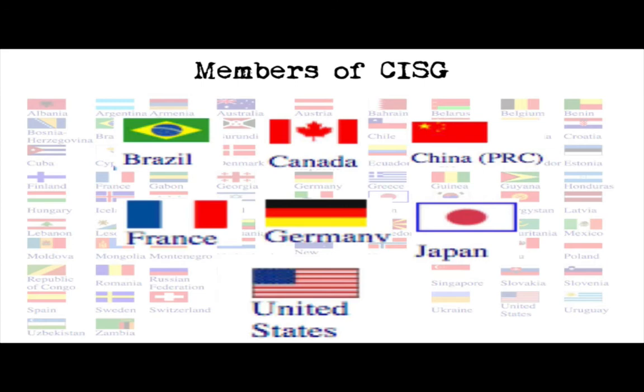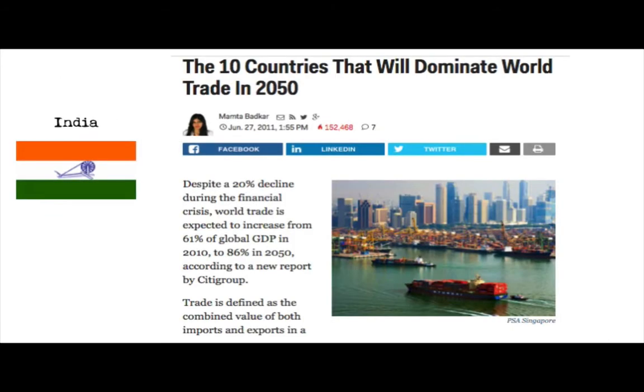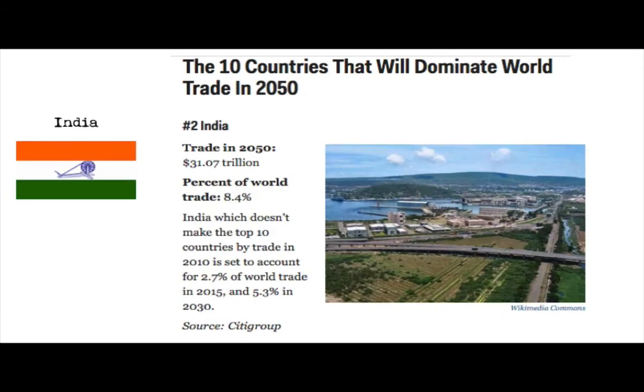But still, there are some significant players in the international trade market that have yet to adopt the CISG, including the United Kingdom, the 5th largest exporter in the world, and India. Now, India is currently the 19th largest exporter in the world, but is projected to be, by 2050, the 2nd largest exporter with a projected 8.4% of all global trade. So those are some big countries that aren't members of the agreement. And the pressure is on to get them to try to join, and we'll see what happens over the next decades.